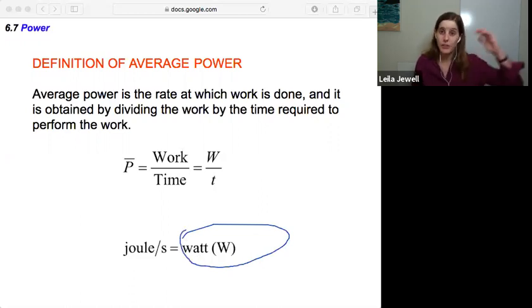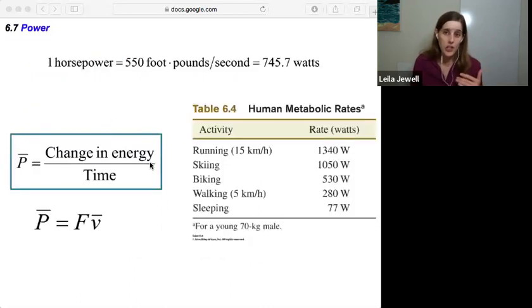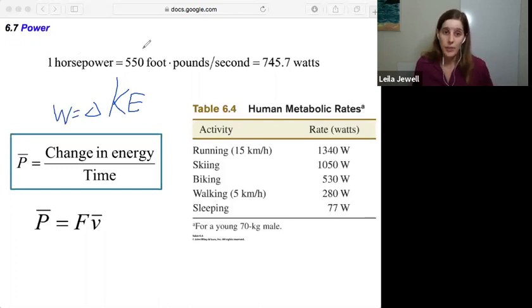Cool. So think of work over time, and that's power. More generally, I like to think of it, and our book will also use that, the power is the change in energy over time, because we know that work is related to change in energy, right? Often like change in kinetic energy. And so the change in energy over time is our power. And here's a conversion factor. 1 horsepower is 550 foot-pounds per second, or 745.7 watts. So that's how you can go from watts to horsepower.